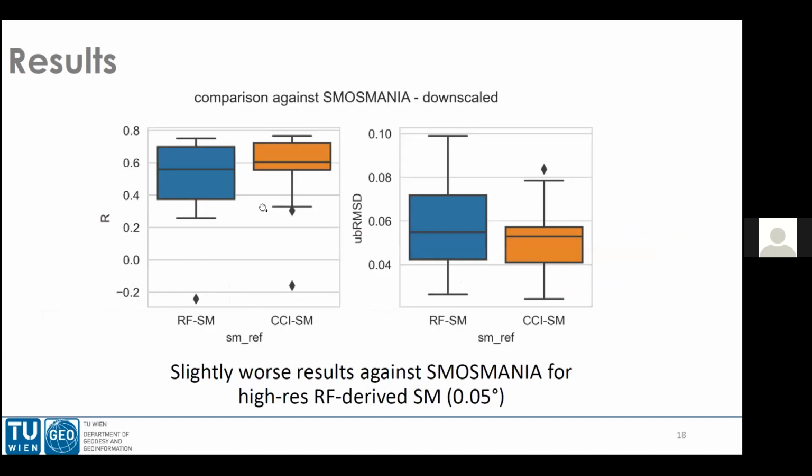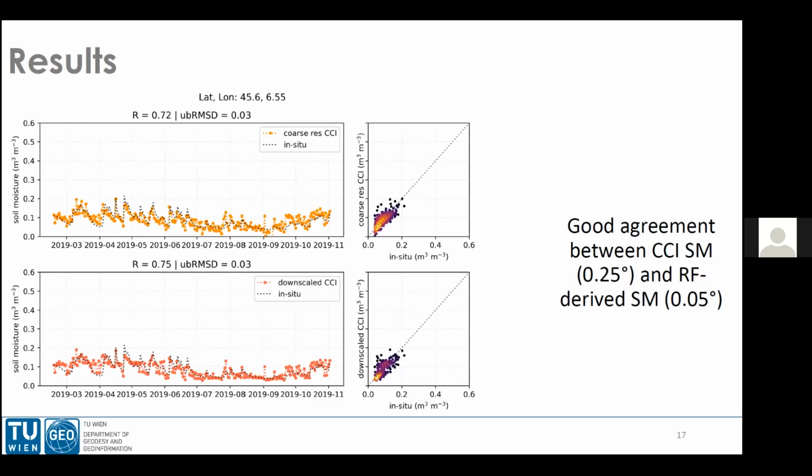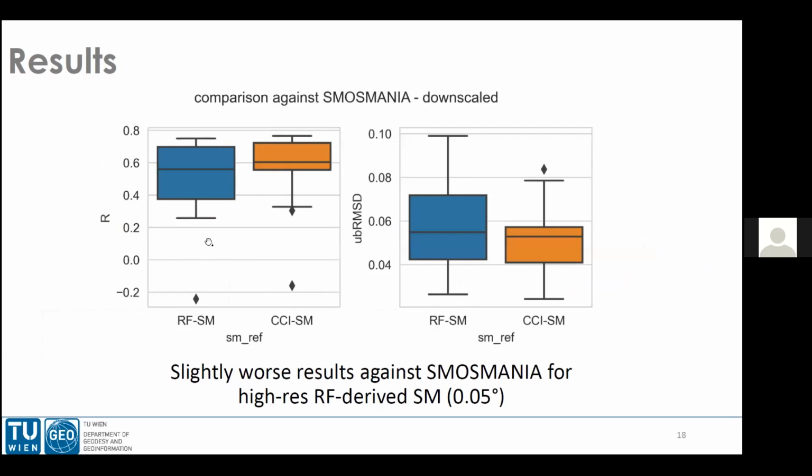But in general, when I look at the whole results, this time series refers to only one single station. For instance, here you see that the correlation slightly increased from using the, let's say, CCI at 25 kilometers compared to the downscaled soil moisture here. But when we look at all the results for all the in situ stations, we see that the downscaled soil moisture, the blue box plots here, are slightly worse compared to the original CCI data set, these orange boxes here, both in terms of correlation and root mean square error. So this is something that should be improved.